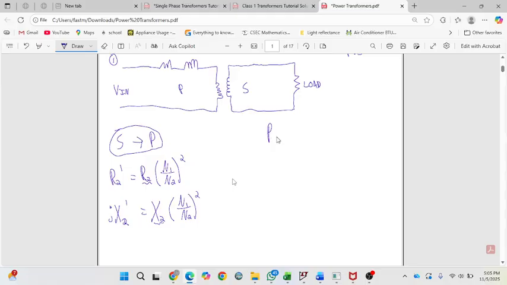The other way is if you're going from the primary to the secondary. You'll have R1 prime, because it's not R1 anymore. It will be R1, and you go into the secondary, so it'll be N2 on top.